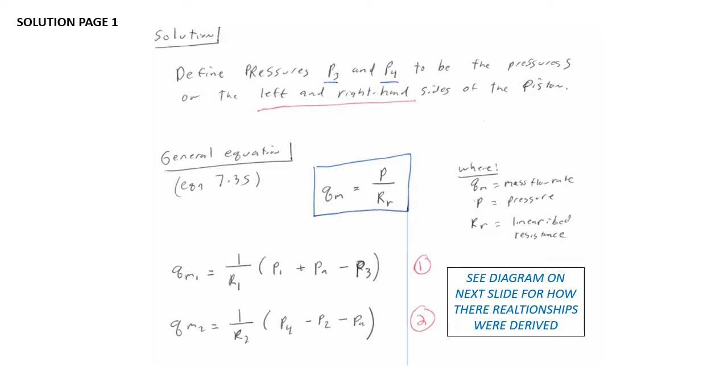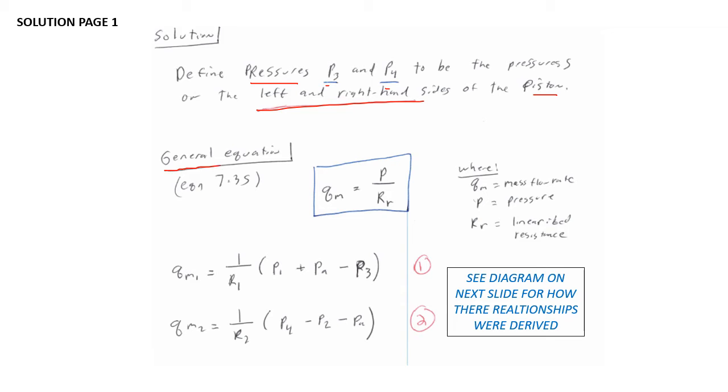So from that, we can now start our solution. We can reference back to our setup page and our problem statement page for any questions we may have about given information and what they're asking us to solve for. The first thing we want to do is define pressures P3 and P4 to be the pressures on the left and right hand sides of the piston. We can reference back to that diagram and understand where those are.